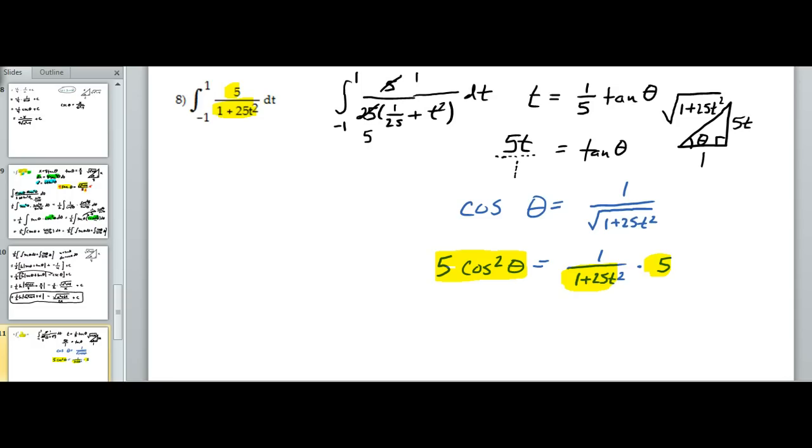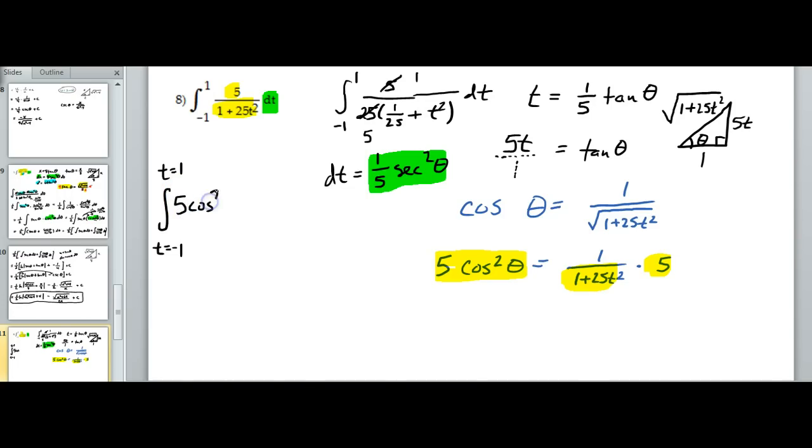Now dt: if this is t, 1/5 the tangent, then dt is equal to 1/5 secant squared theta. Now I'm going to temporarily keep these t's. This is 5 cosine squared, dt is 1/5 secant squared theta d theta. 1/5 cancels with the 5.